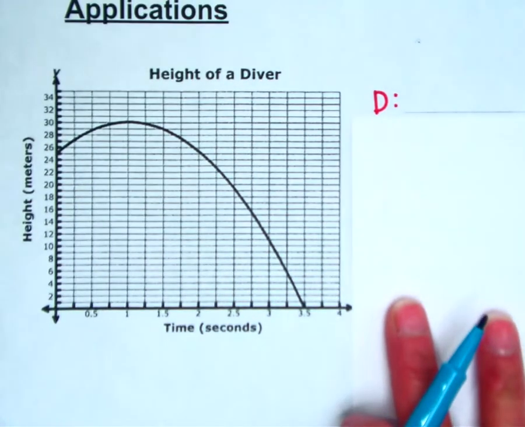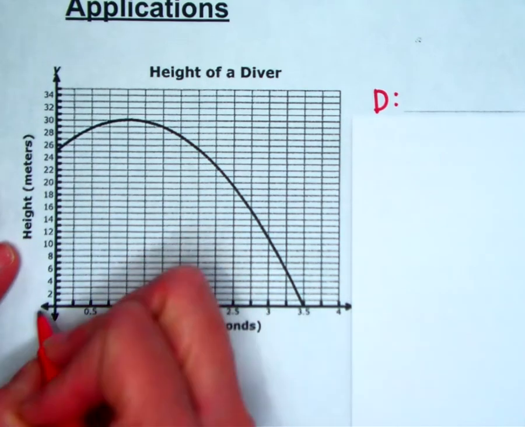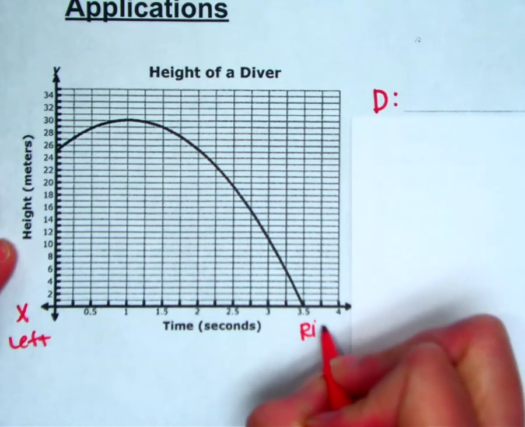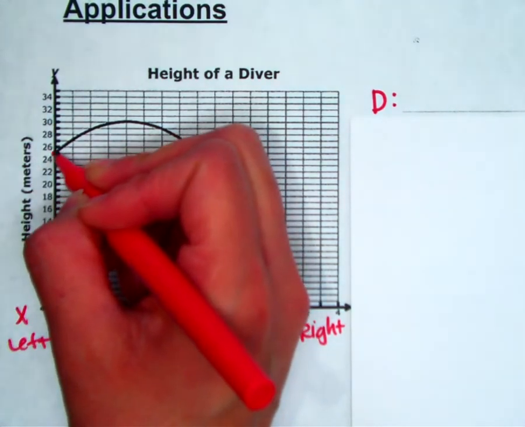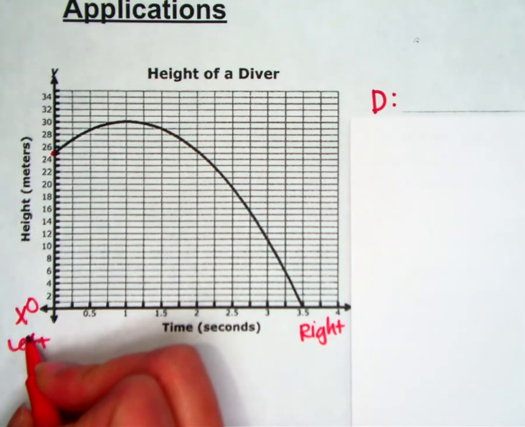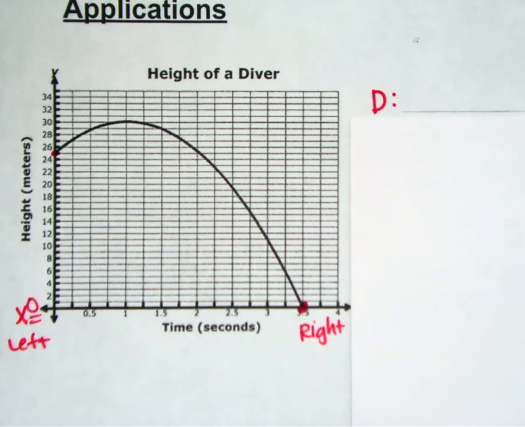Okay, the last example we're going to go over are some applications. So when we look at an application, you want to identify the domain and range as well. So here, if I'm looking at the domain, I'm looking at the x values from left to right. So if I'm looking at the x values from left to right here, my graph begins up here. But I want to recognize that the x value here is at 0. So they begin at 0 and they end at 3.5.